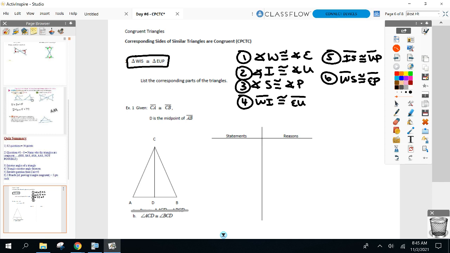This is going to be your proof statement today now. Prove angle S is congruent to angle P. Prove WS is congruent to EP. But I can't show this is true unless I know what about the triangles? They're congruent. So basically, we're taking our triangle proofs and making it one more step.